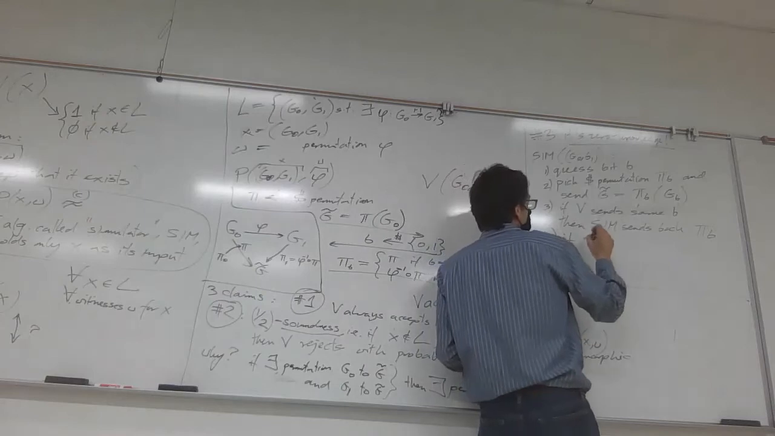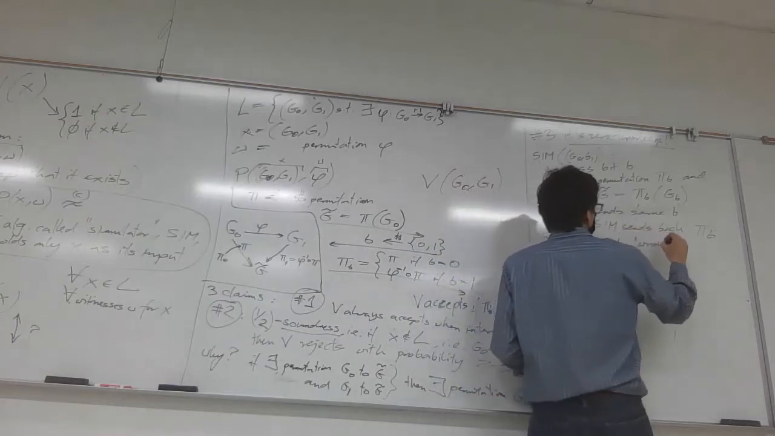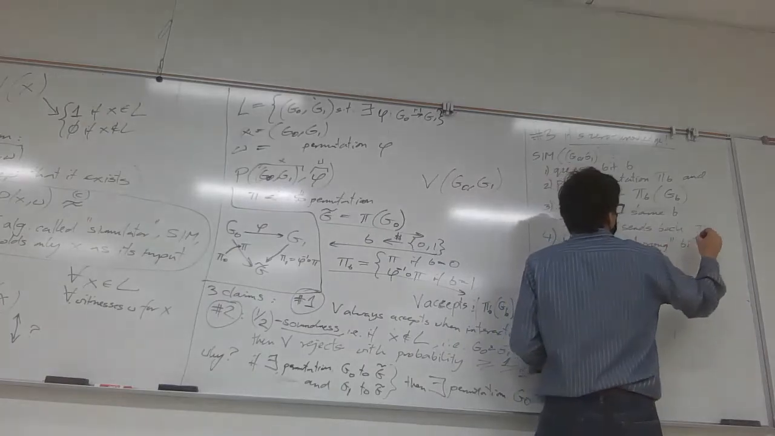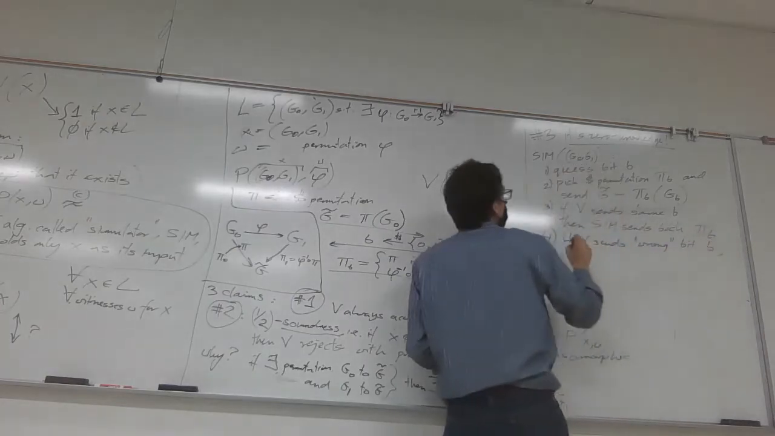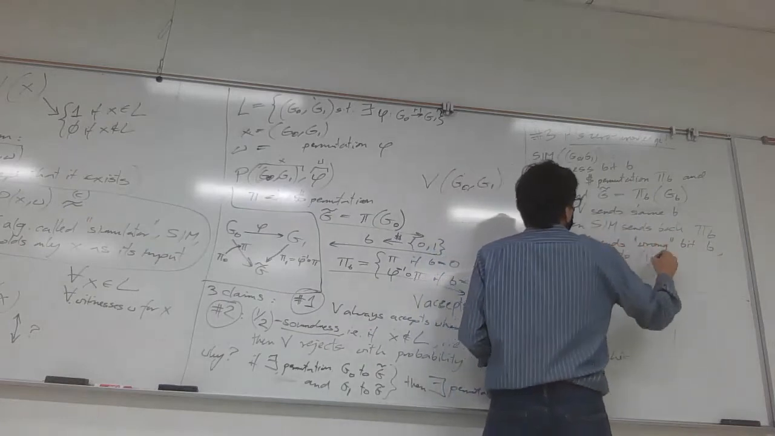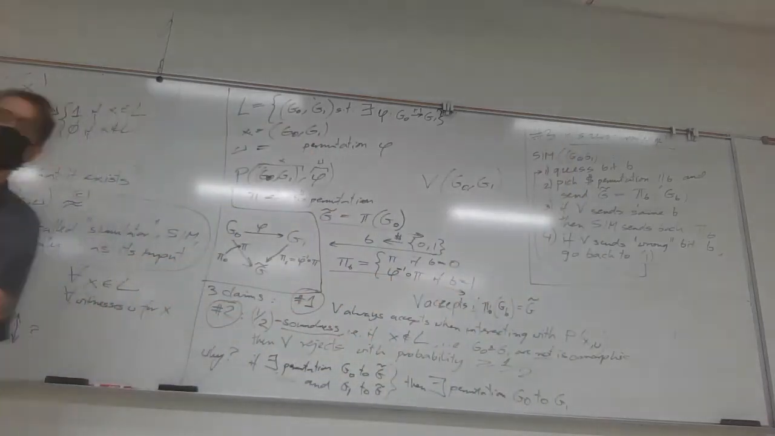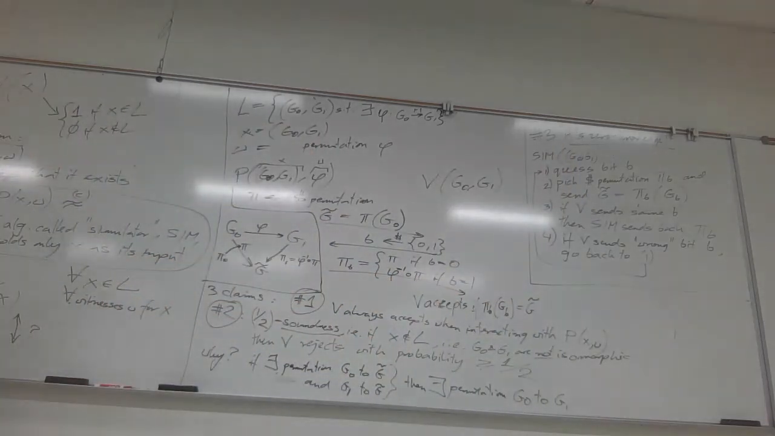And if V sends the wrong bit B, go back to step 1. Just start again.